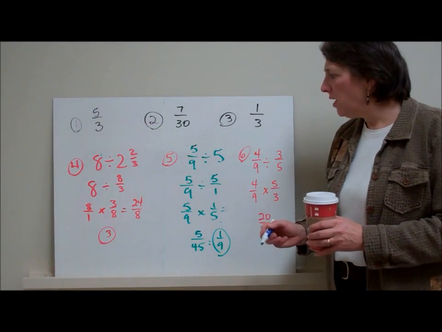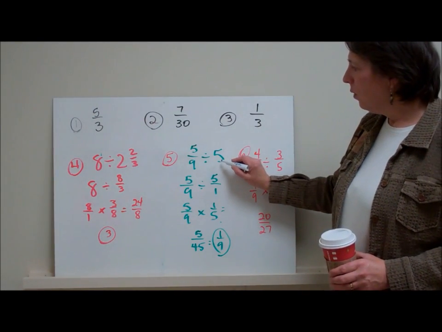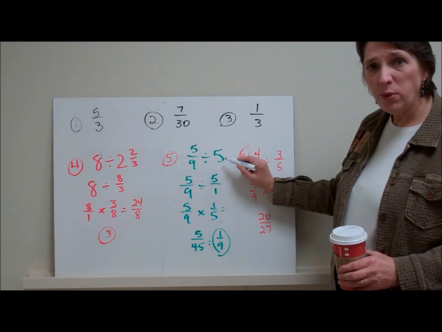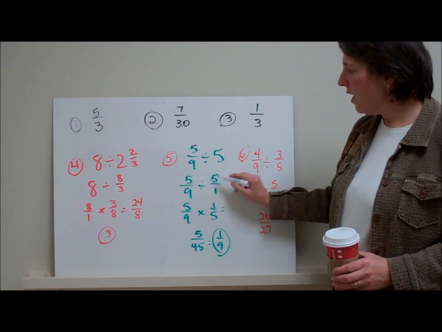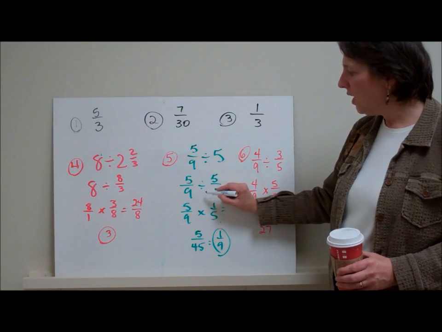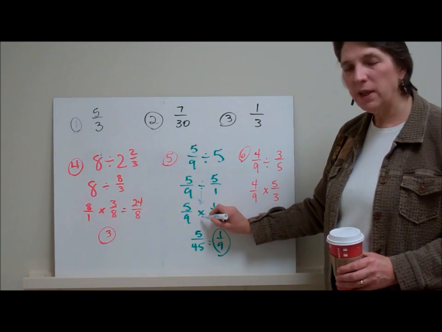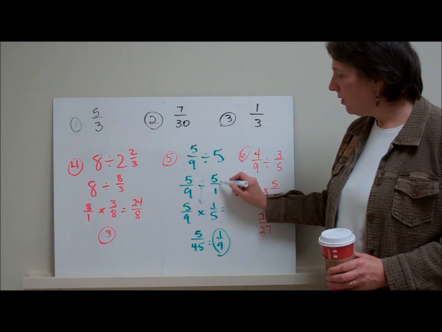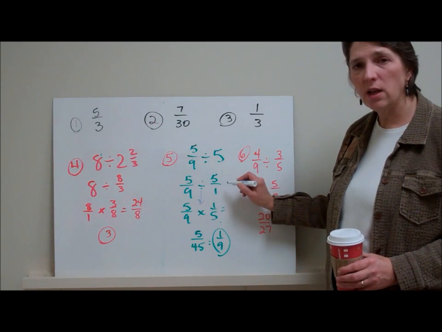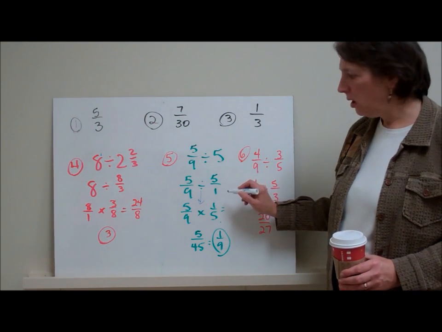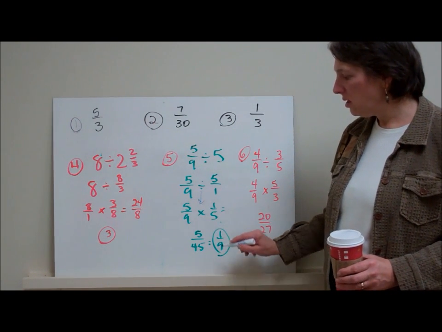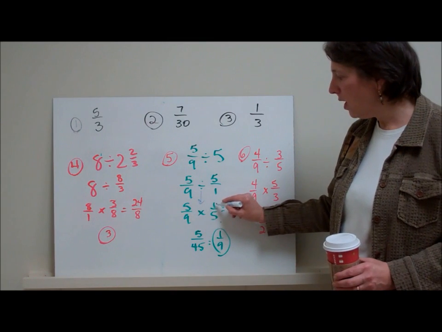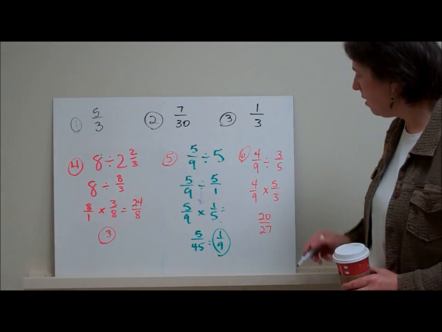Here we have 5/9 divided by 5. We're going to write this as an improper fraction, 5/1. 5/9 divided by 5/1. Then we change this to multiplication and take the reciprocal of the second number, or flip it. 5/9 times 1/5 is 5/45, which is 1/9. We multiply numerator times numerator and denominator times denominator.